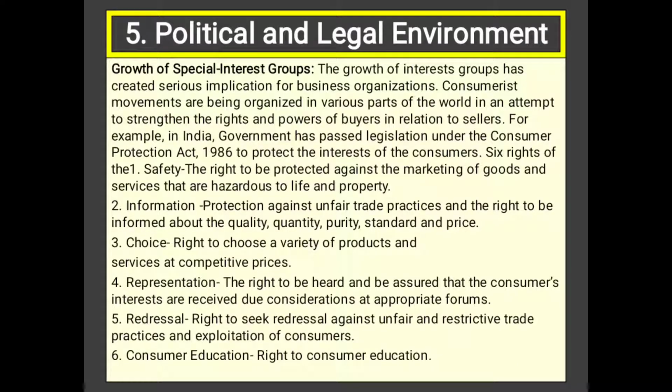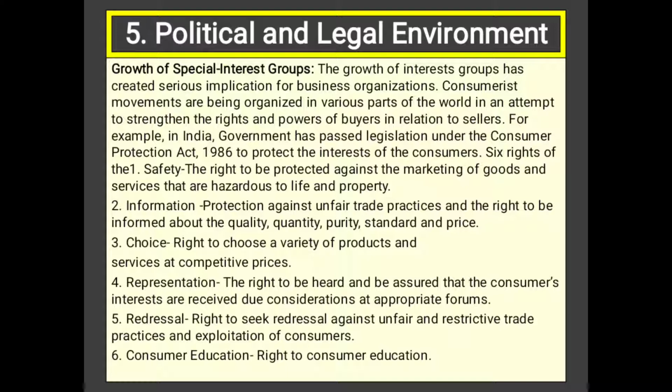The second one is growth of special interest groups. The growth of interest groups has created serious implications for business organizations. Consumerist movements are being organized in various parts of the world in an attempt to strengthen the rights and powers of buyers in relation to sellers. We are aware that today consumer affairs are very serious, so they have formed groups, and whatever damage to an individual consumer, they will fight back with the group. For example, in India, the government has passed legislation under the Consumer Protection Act 1986 to protect the interests of the consumers.